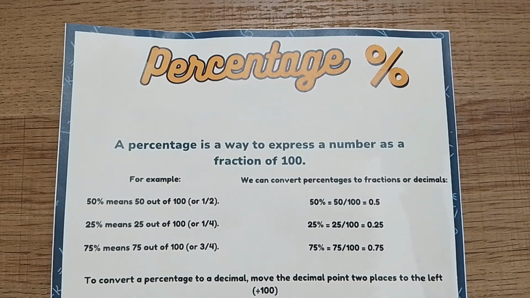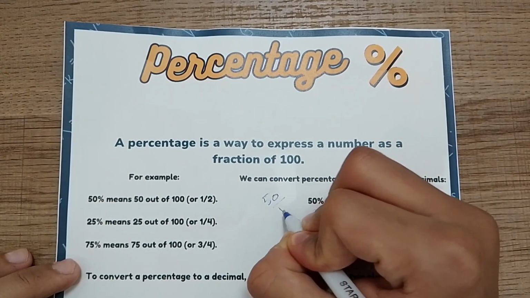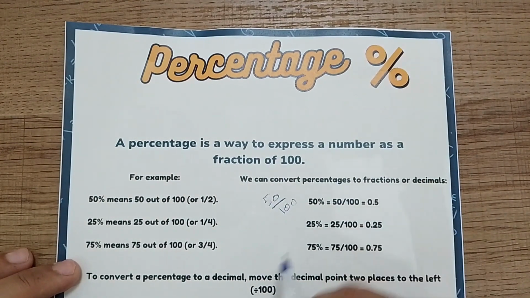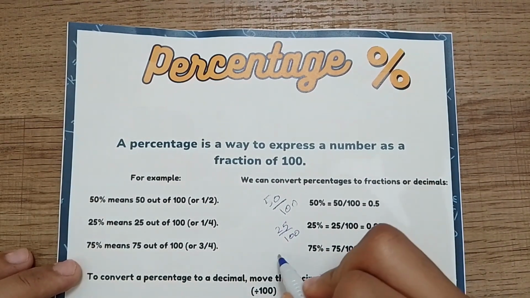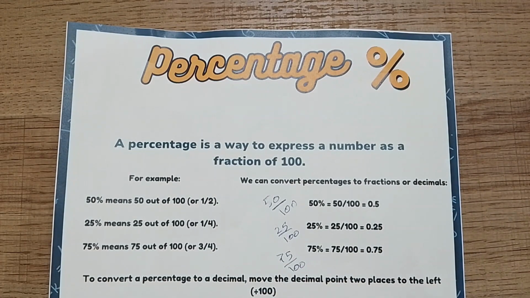A percentage is a way to express a number as a fraction of 100. So when you hear 70%, 50%, 80%, think of it as a fraction of 100, like 50 over 100, 70 over 100, 25 over 100, or 75 over 100. When you hear something like 50%, 80%, 90%, that's a number over 100.